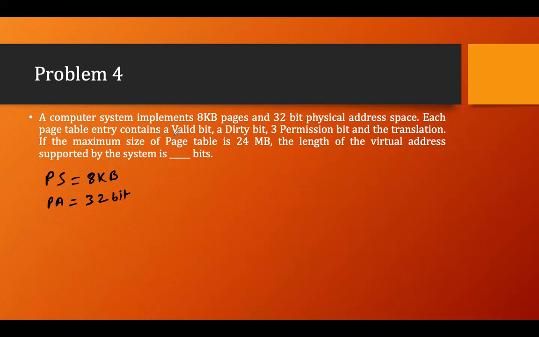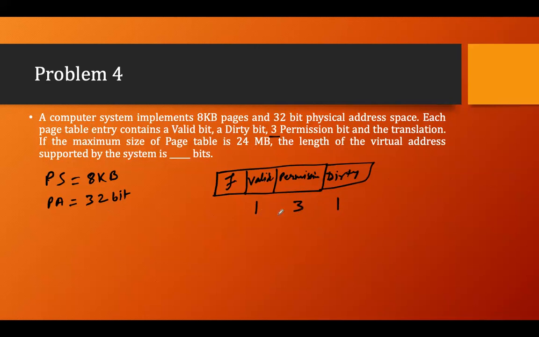Each page table entry contains a valid or invalid bit, a dirty bit, and 3 permission bits. So let's draw the page table entry again. This is the frame number. Then we have the valid-invalid bit. Then we have the permission bits. And the last one is the dirty bit. So for valid-invalid we require only 1 bit. For permission it says 3, and for the dirty bit we have 1.